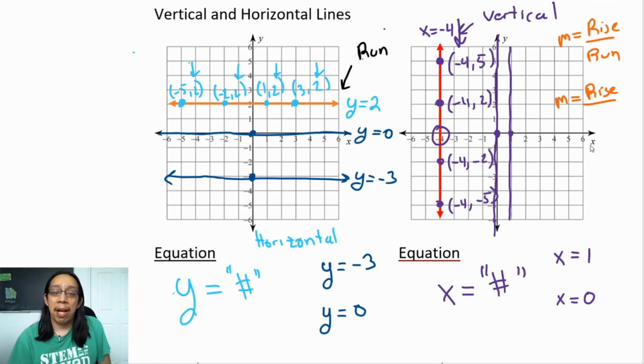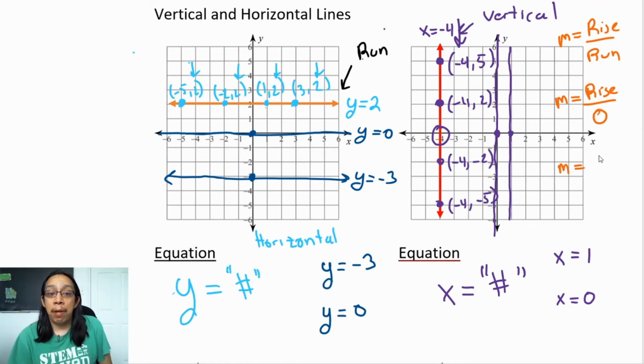But does this graph have a run? Well, we don't see this graph going left or right. It's not going side to side. So that means that this is having a missing value or a value of 0 for the run. One peculiar thing that you have to look at here is that you're dividing the rise, regardless of what that number is, by 0. So what you have to think about is what happens when you divide a number by 0.